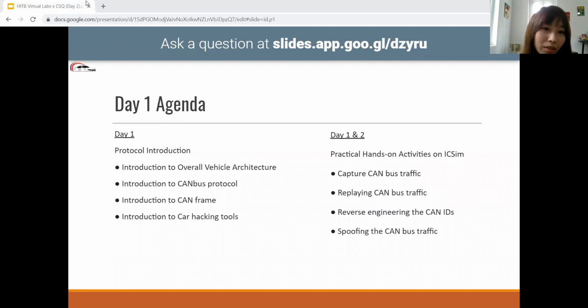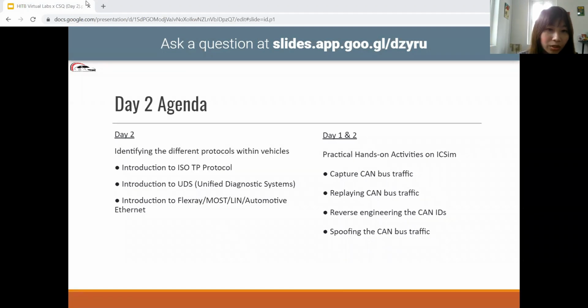So yesterday we discussed the overall vehicle architecture, a little bit about the CAN bus protocol, CAN frame, car hacking tools, and some practical hands-on activities on ICSIM. So today will be more of a lecture format where we'll be discussing the different protocols within the vehicles in brief detail: the ISOTP protocol, UDS, FlexRay, MOST, LIN, and Automotive Ethernet.